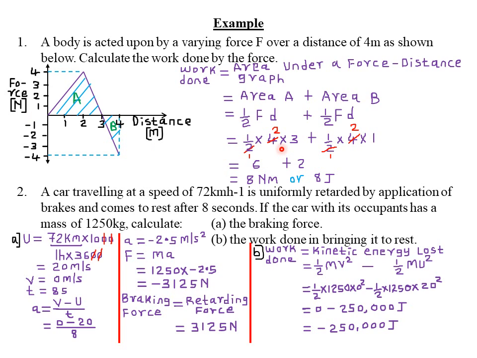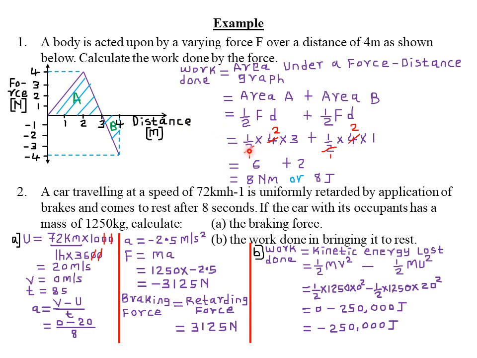But remember, when we are calculating the work done, we actually ignore the negatives. We are only interested in the total area. So remember, the area for part B, because it is below the horizontal axis, will be negative. But when you are finding the work done, we ignore the negative. We just take the area to be positive.